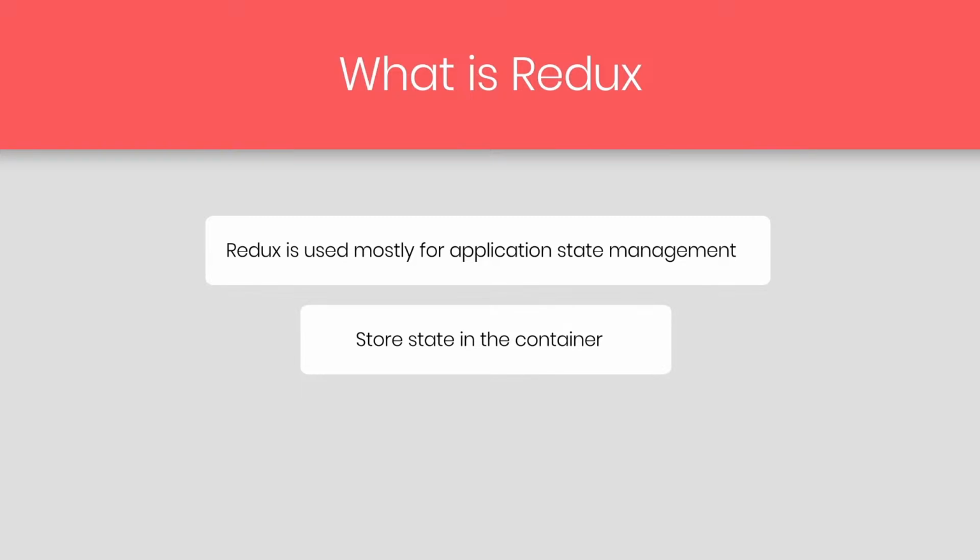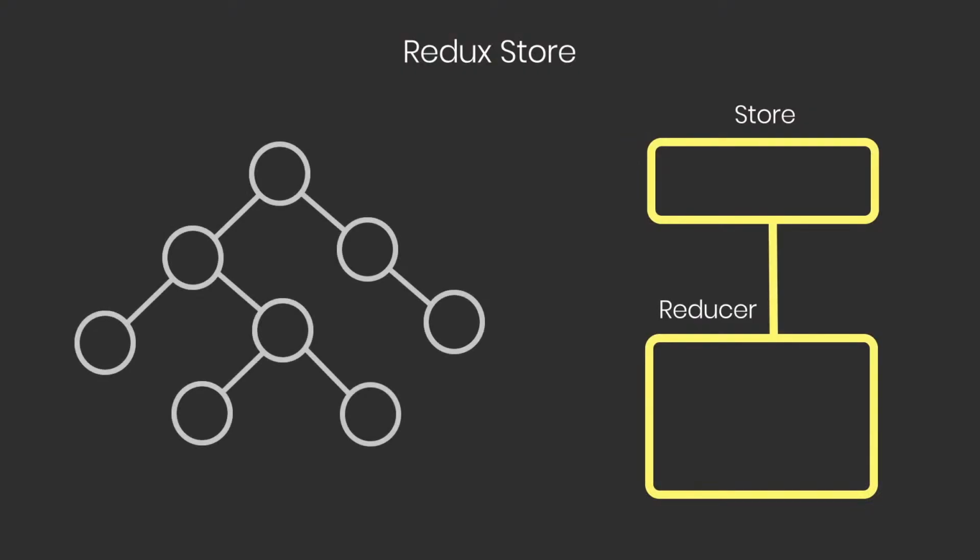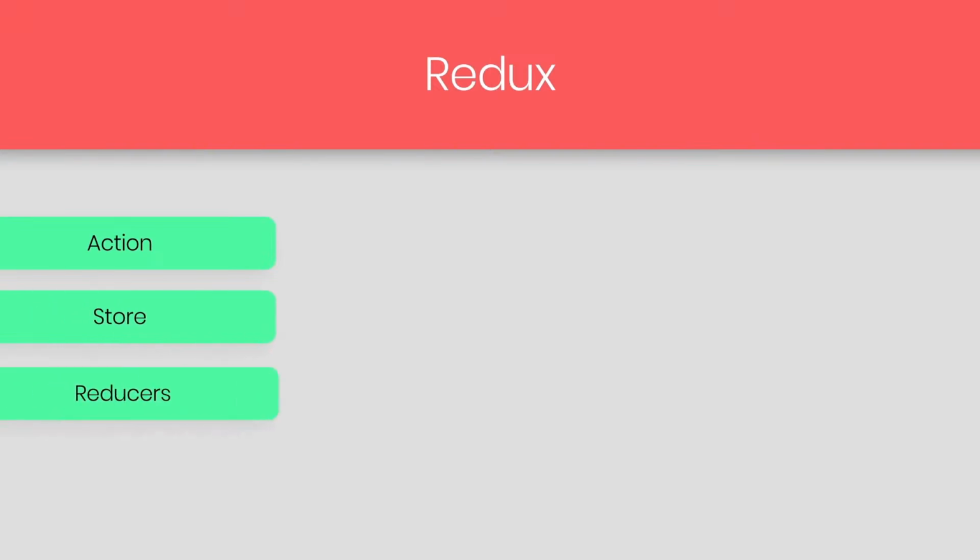So how does Redux work? The way Redux works is simple. There is a central store that holds the entire state of your application. Each component can access the store state without having to send down props from one component to another. There are three main building parts of Redux: action, store, and reducer. Let's briefly discuss what each of them does.